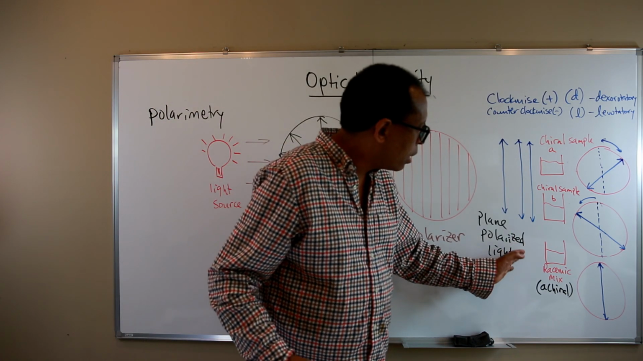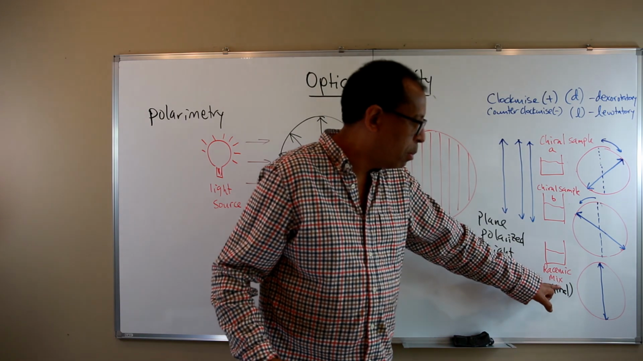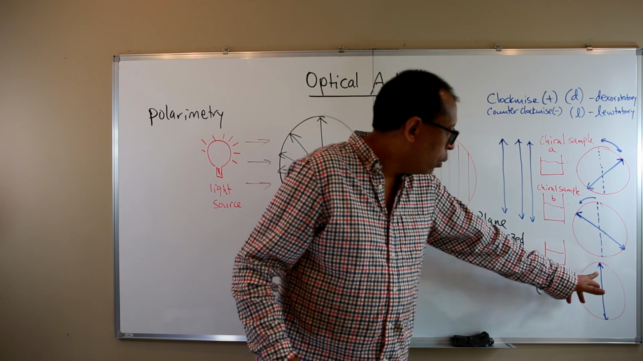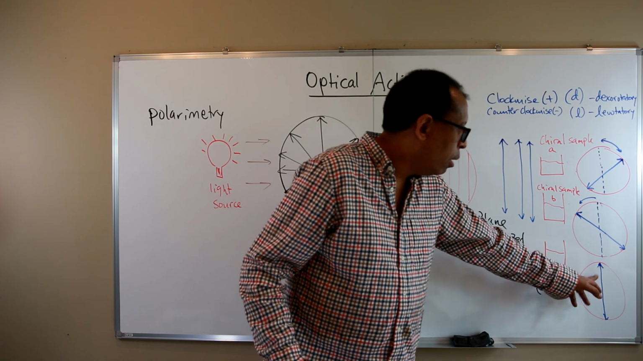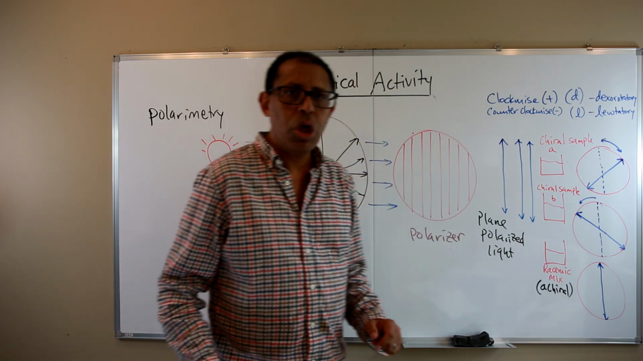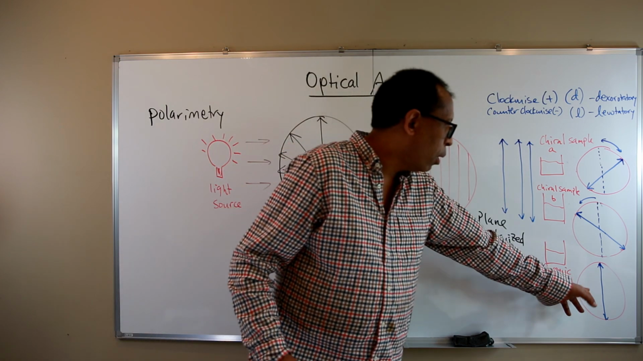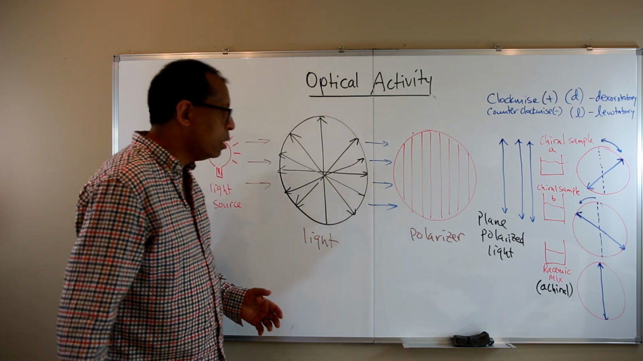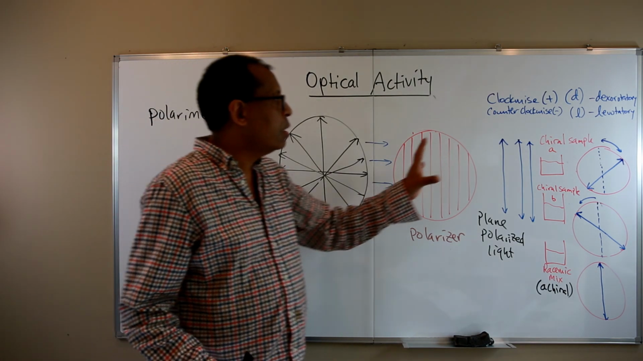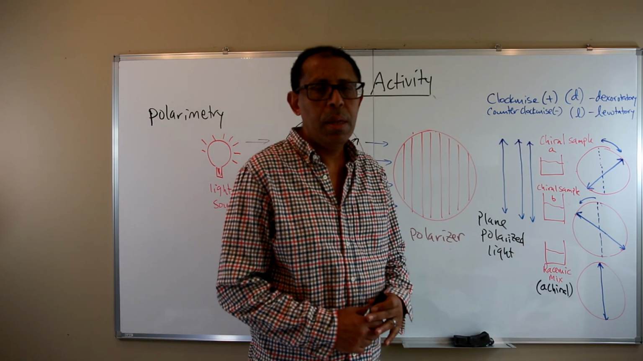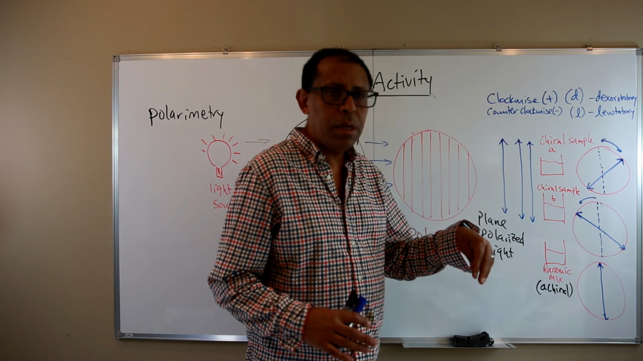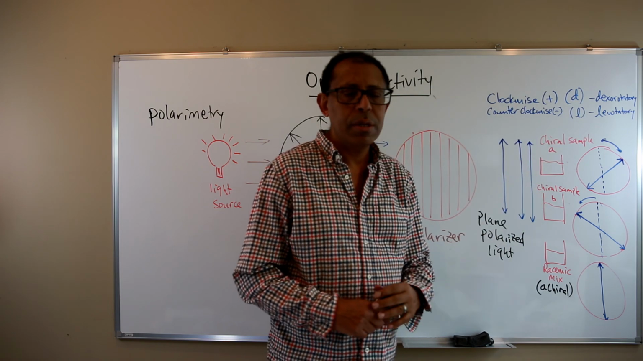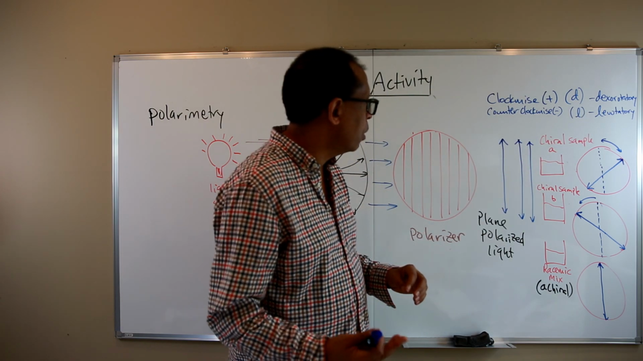The plane polarized light passing through a racemic mixture or an achiral compound would give you no change in terms of optical activity. So the deflection would be 0. There is a general term for negatively deflected plane polarized light and for positively deflected plane polarized light.